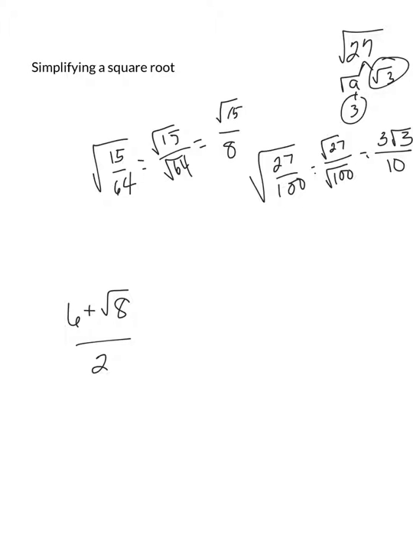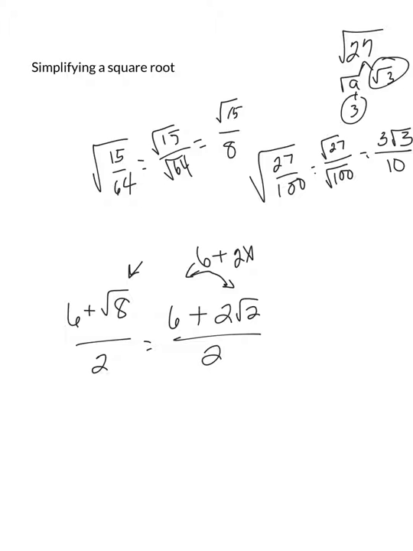Sometimes we actually have an operation up in our numerator. So the first thing I always do is simplify any roots that I see. Root 8 is the same thing as root 4 times root 2, which is going to give me 2 root 2. So I have 6 plus 2 root 2 over 2. 6 and 2 cannot be combined. 2 root 2 is the same thing as saying 2x, and you would never add 6 plus 2x. You cannot put them together. They're not like terms.